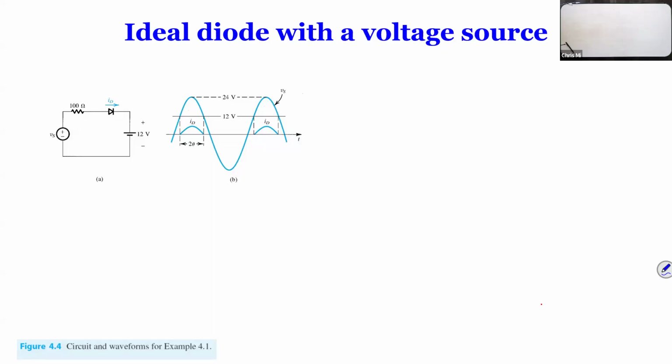So in this case, if our VI is larger than 12, what happens? If VS, we call it VS here, sometimes VS, sometimes VI, I get confused. So VS is larger than 12. Therefore, you see that the diode will be conducting because it's more than 12. And the diode voltage is 0, so all the voltage will be dropped onto the resistance, and you can calculate the current.